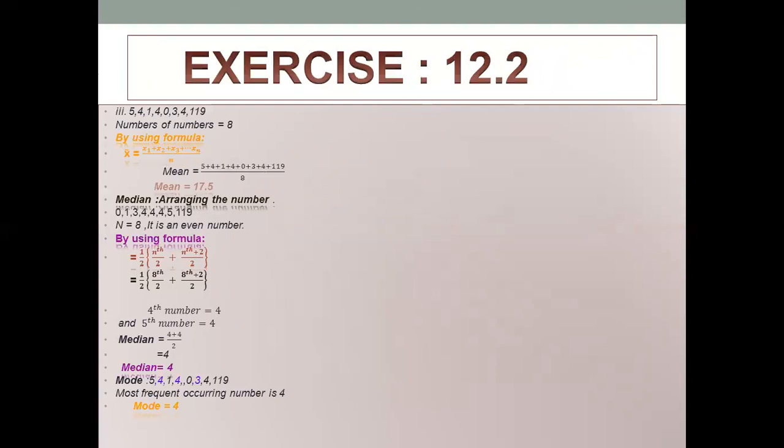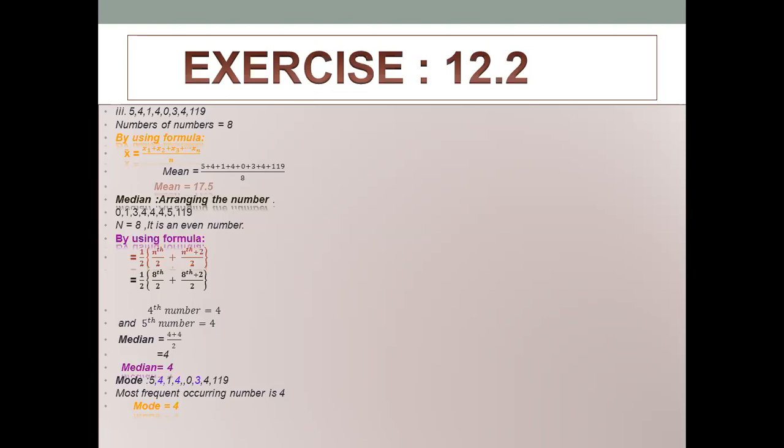In the next part, 5, 4, 1, 4, 0, 3, 4, 1, 1, 9 is given. The number of observations is 8. The formula is X bar equals X1 plus X2 plus so on till Xn over n. In each part and each question, you must write the formula of the median and the arithmetic mean. We add all the numbers, 5 plus 4 plus 1 plus 4 till plus 119, and we divide by 8. Our mean becomes 17.5.